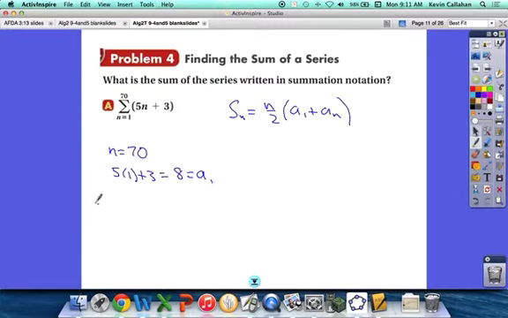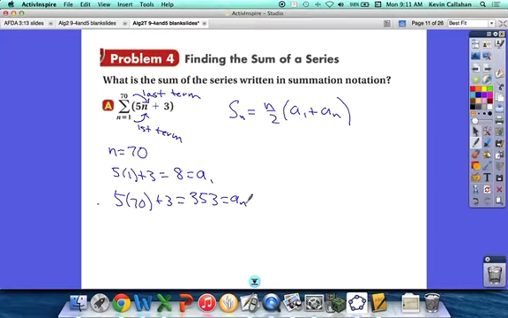And the last term will be, right? This is the first term. This is the last term. So 5 times 70 plus 3, 353. Right, that's the an.